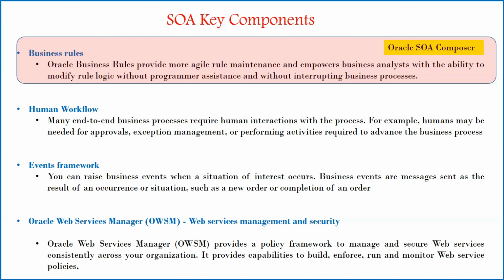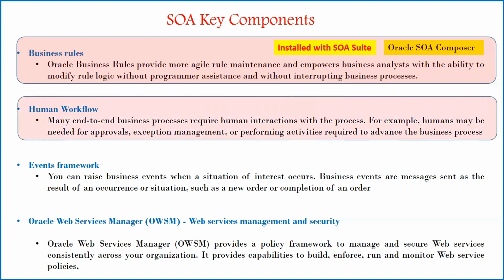The second is, and it is called Oracle SOA Composer, okay, right? So when we install the SOA, then you will have different kinds of URLs that you can access after the installation. One of the URLs is called the SOA Composer URL, and that Composer URL is to create your business rules, and this business rule is installed with the SOA.